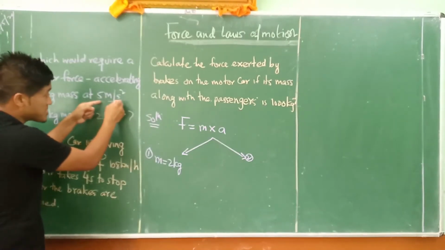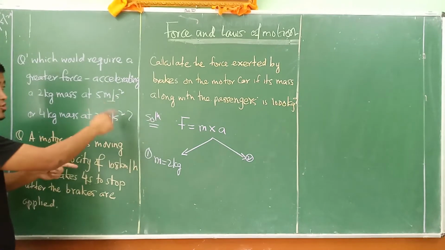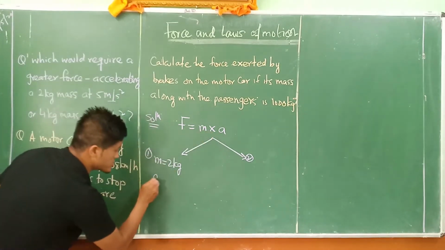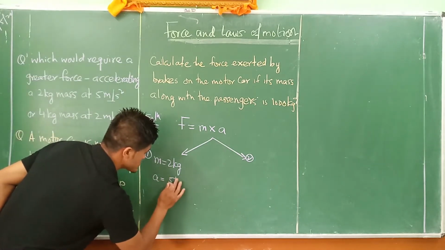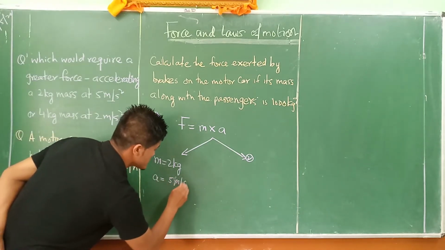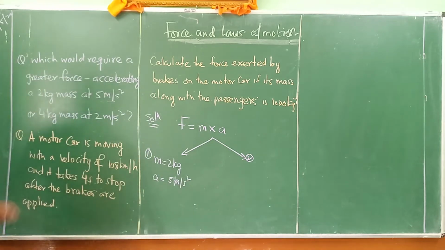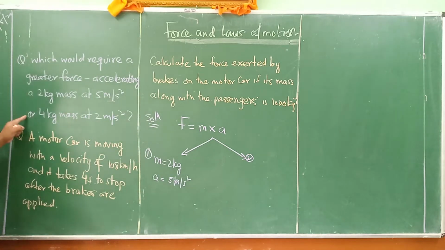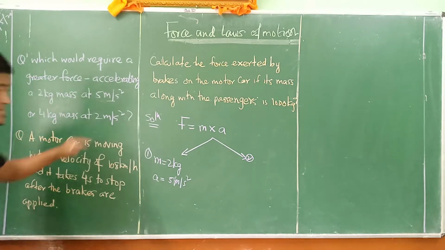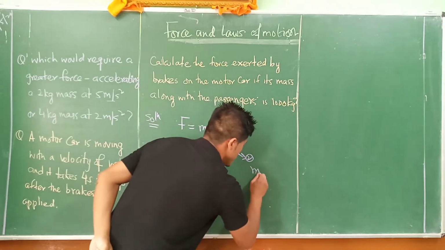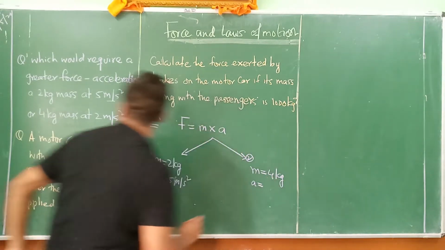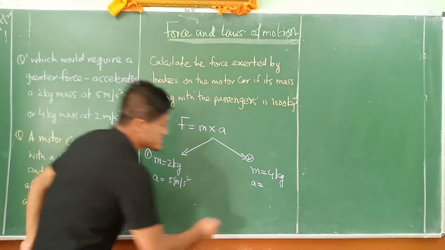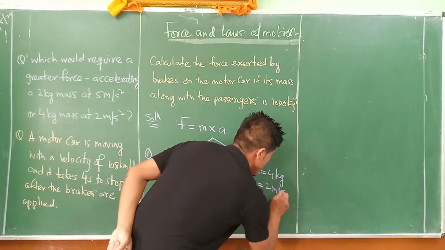Meter per second square is always the unit of acceleration, so we are going to take acceleration as 5 meter per second square. Now if you look at situation number 2, a 4 kg mass at 2 meter per second square, you are going to write mass as 4 kg at an acceleration of 2 meter per second square.